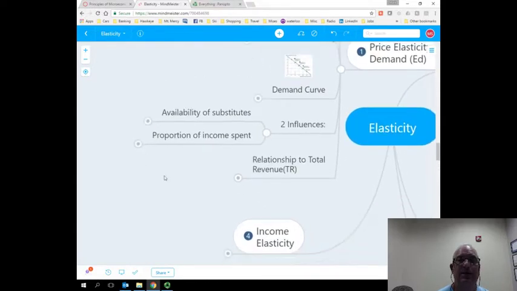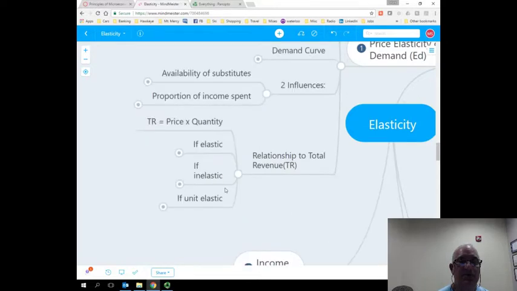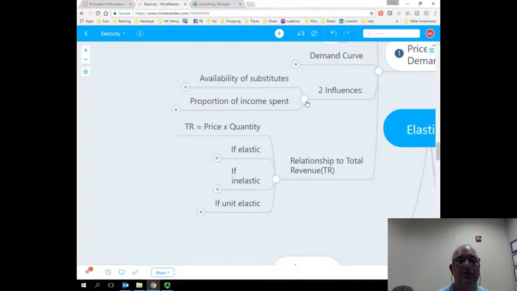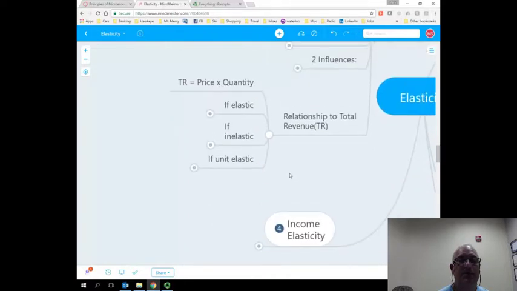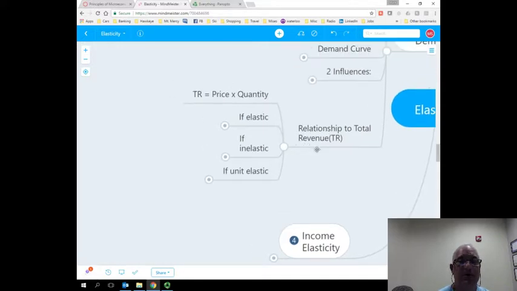And then the last variable affecting price elasticity is the relationship to total revenue. Again, total revenue is a calculation you get when you multiply the price times quantity. So if the price is 10 and quantity is 100, then the total revenue is 10 times 100, or 1,000. So we will look at the relationship of elasticity to total revenue.